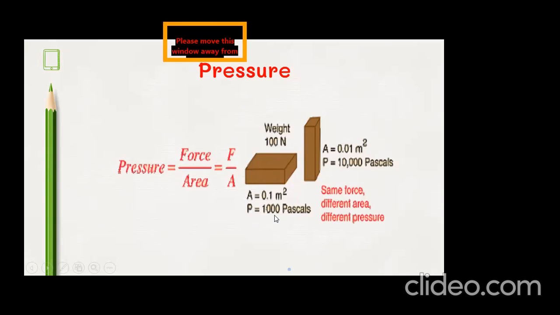The pressure would be 1000 pascal. Same is the case if we increase the area: if we decrease the area, the pressure would increase. I have told you that if force increases, pressure increases. If we increase the area, pressure decreases. If we decrease the area, pressure increases. Both are opposite to each other. Understood?